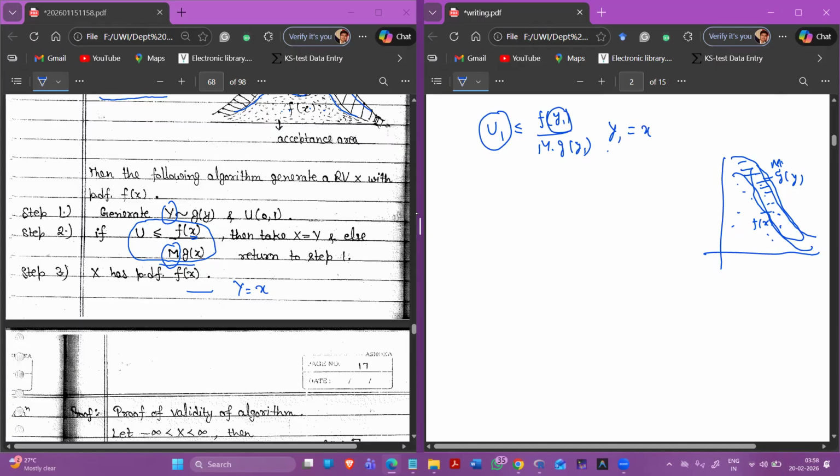Otherwise, I will remove it and again I will check and put another value y2. Okay, with m into gy2, I will check again this one against u2, right? If this ratio is again greater than u2, I will accept this as x. If it is not, then I will not keep it and I will go back to the first step and generate the value again. So that is basically the procedure.